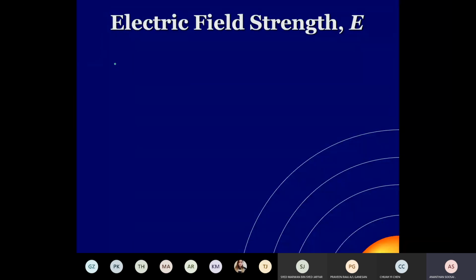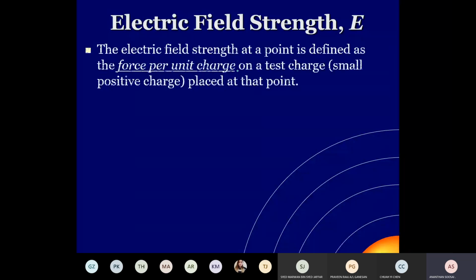Okay. So what is electric field? It's a region where a charged particle experiences force. Now we have another field strength called electric field strength. I think this is more important than the definition. What is electric field strength? Electric field strength at a point is defined as the force per unit charge on a test charge placed at that point. There is an important keyword missing here, which carries 1 mark.